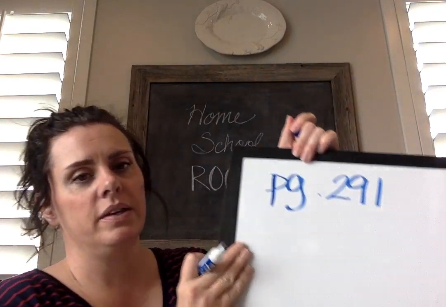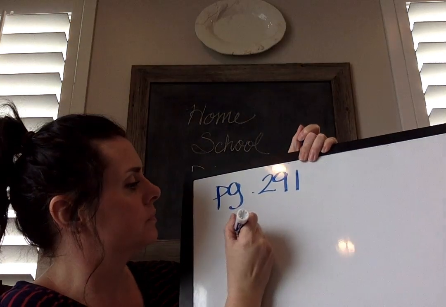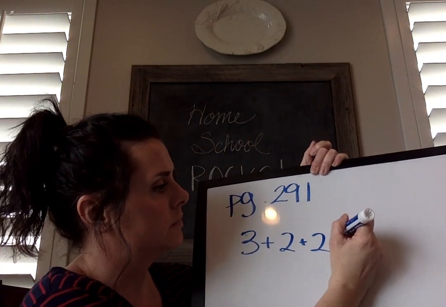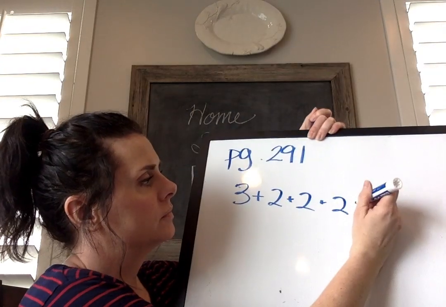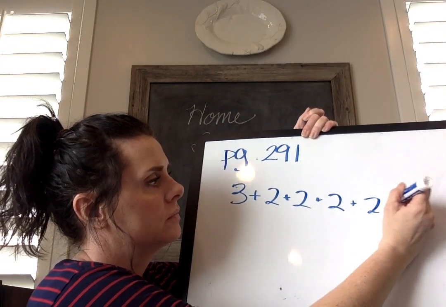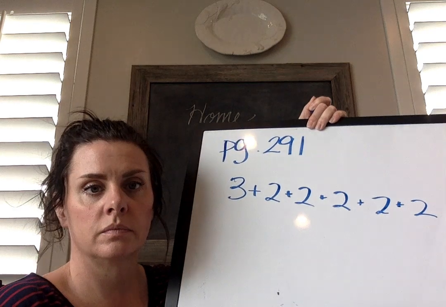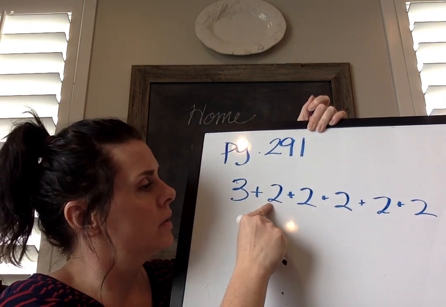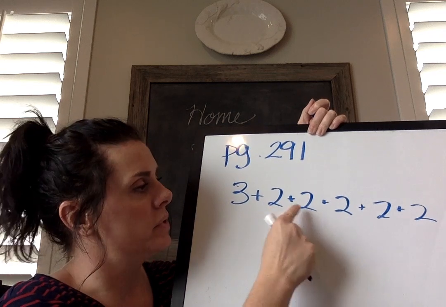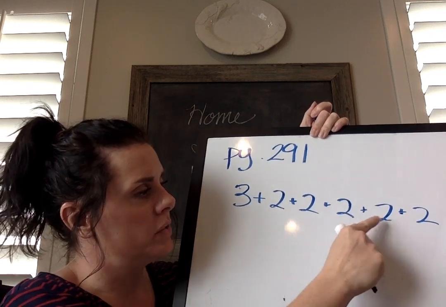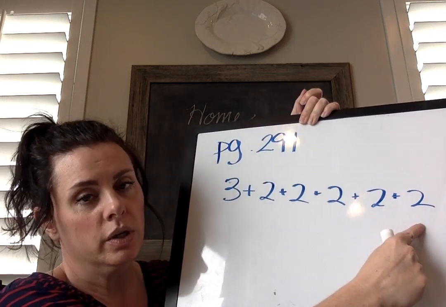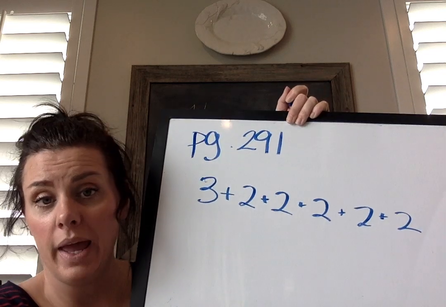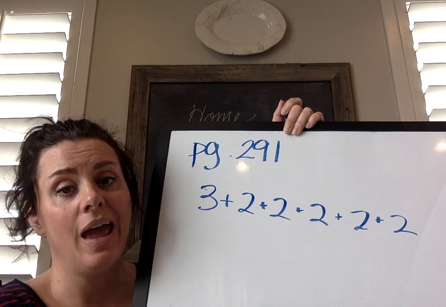Let's see if we can write this up here. Okay, so 3 plus 2 is 5, plus 2 is 7, plus 2 is 9, plus 2 is 11, plus 2 is 13. That's what we needed, right? Okay, so that's one way. Make sure you write that for 1A.